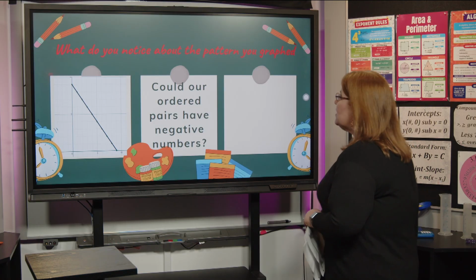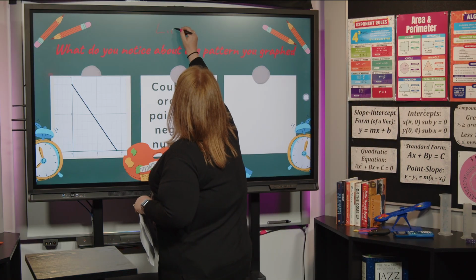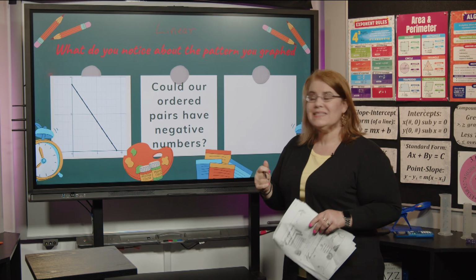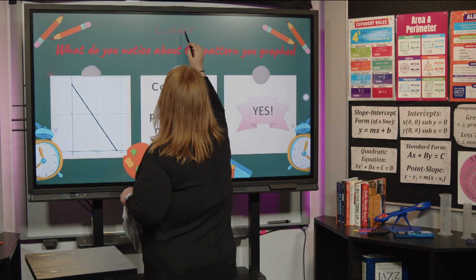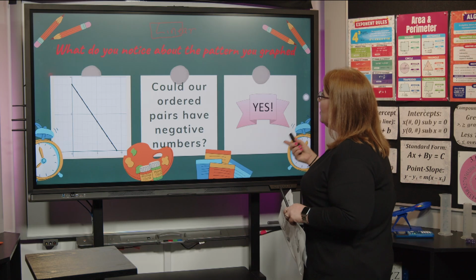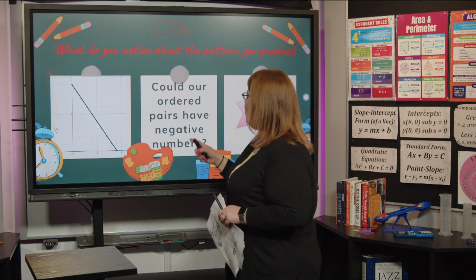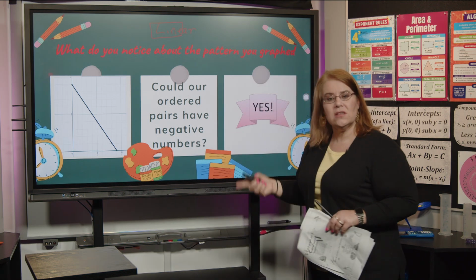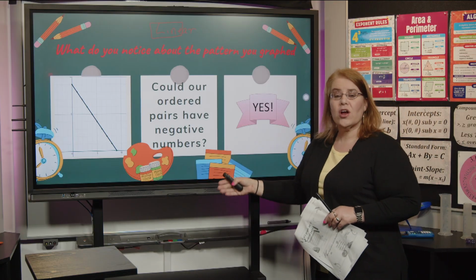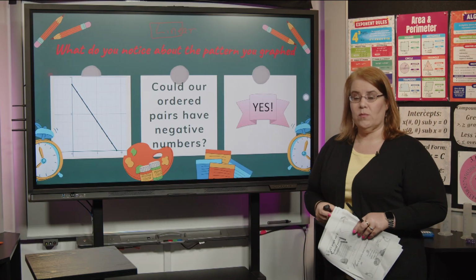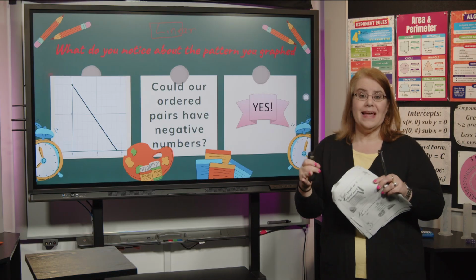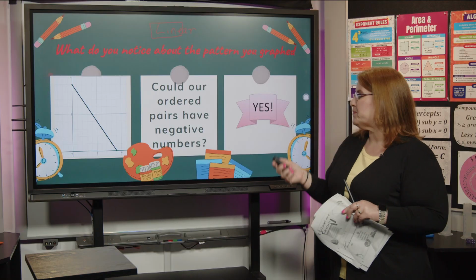What does this word look like? As I write it up here, write it on your paper. What does that word linear look like? Exactly right. It has the word line in it. So it looks like a line. Could our ordered pairs have negative numbers? Absolutely, because we had 10, negative 1. So a lot of our graphs, we're going to have to look at those negative numbers. We're going to have to think about, can it be negative? Can I use negatives? How can I manipulate the negatives and the positives to give me my answer?